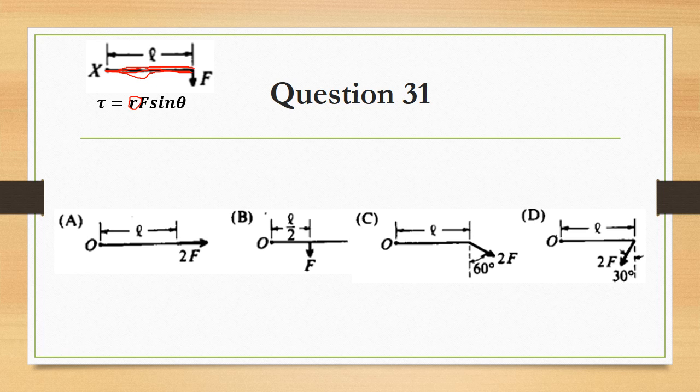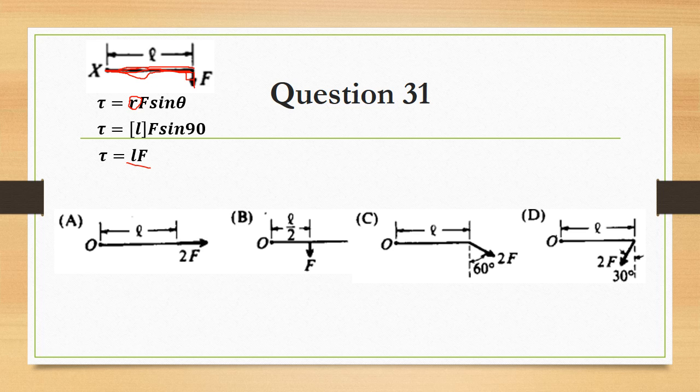So where this says R, we're going to substitute an L. F is the force, and theta is the angle between R and F. In this case, that's a 90-degree angle. Sine of 90 is 1, so we're looking for a torque that matches LF. That's our goal. Let's see if any of these have that, or there's answer choice E, none of the above.